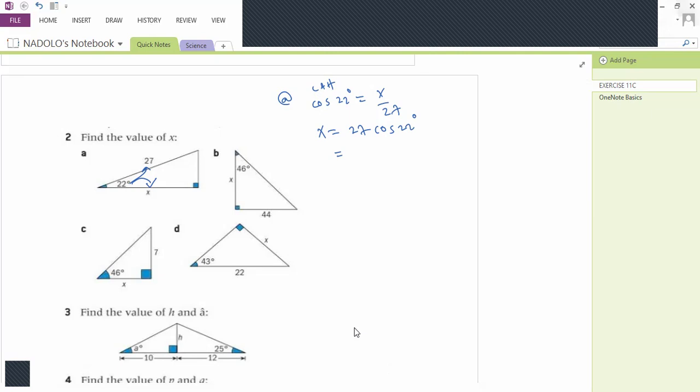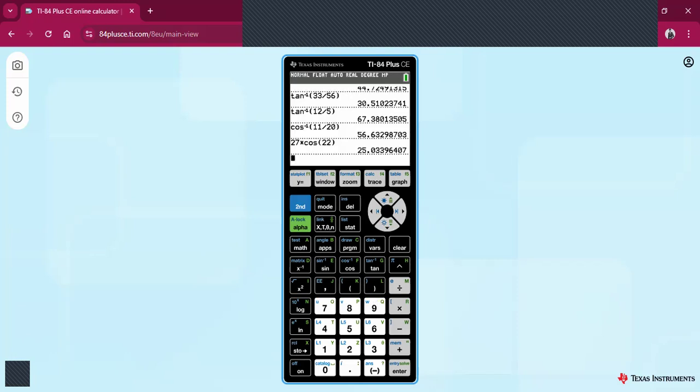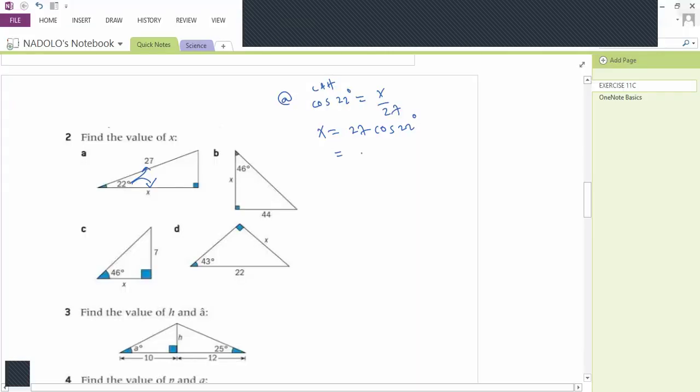As you can see on the screen, we have 27 multiplied by cosine of 22. Close your bracket. See, you get 25.033. To three significant figures, that is 25.0. So we're going to write 25.0 as our answer. No units given, so we can't include any units.